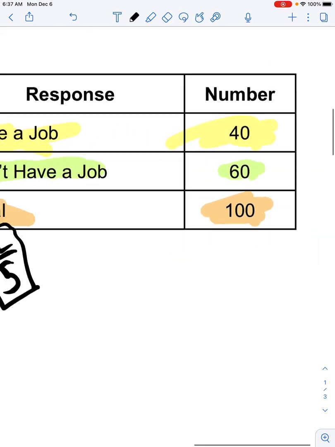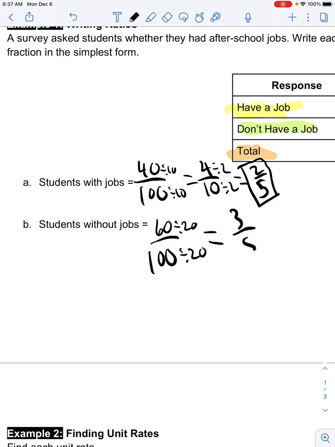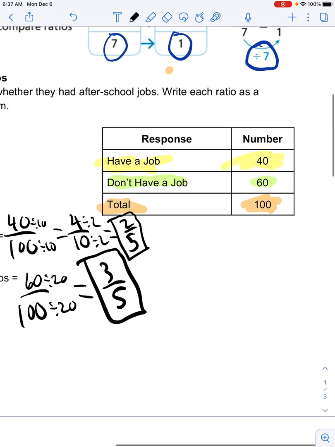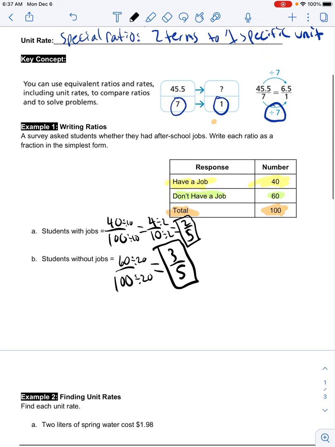Students that do not have a job are 60. So if I think about it, I've got 60 out of a total of 100. This time I'm going to factor out 20 and get 3/5. And because we only had two categories, 2/5 plus 3/5 equals 5/5, which would be our total.